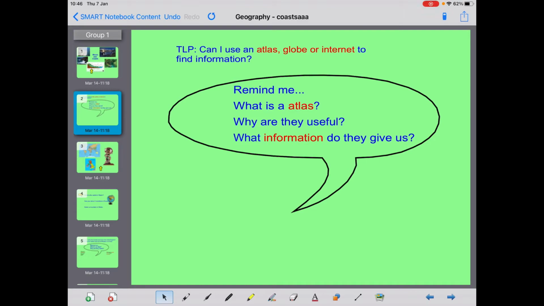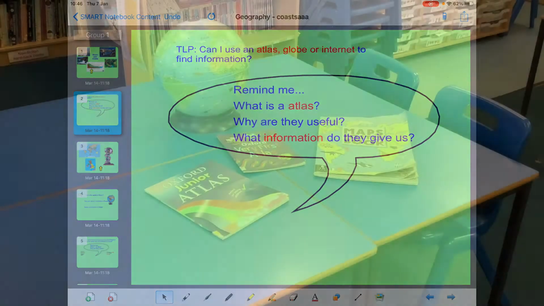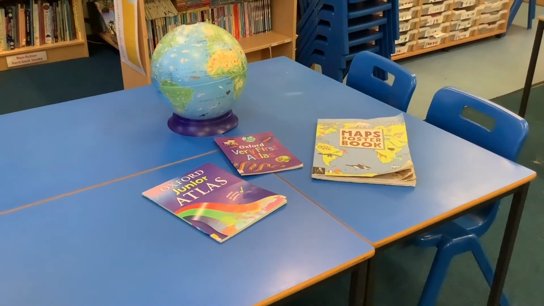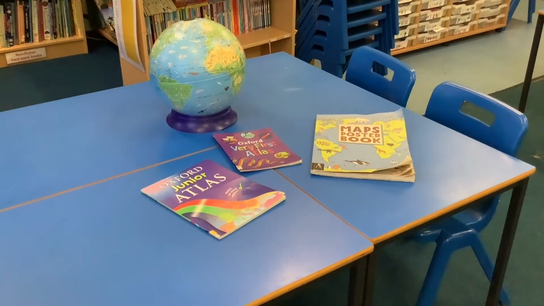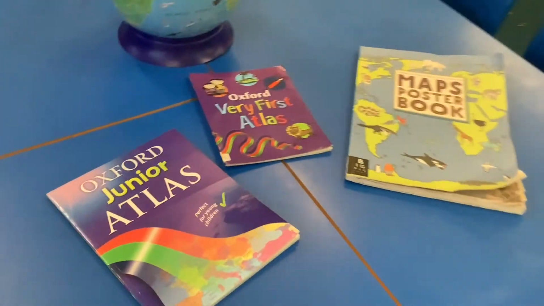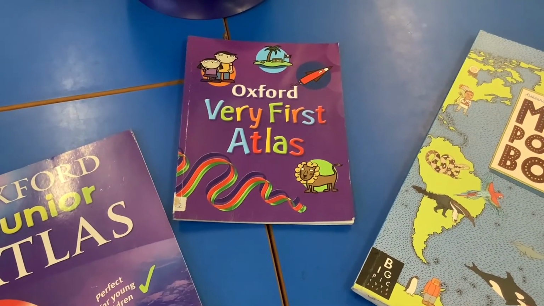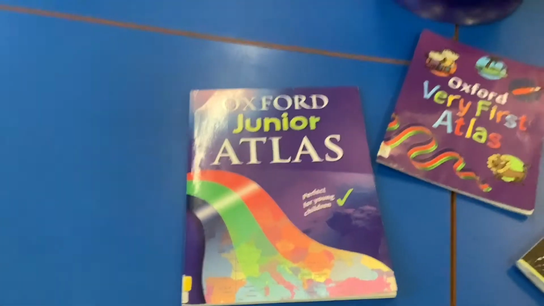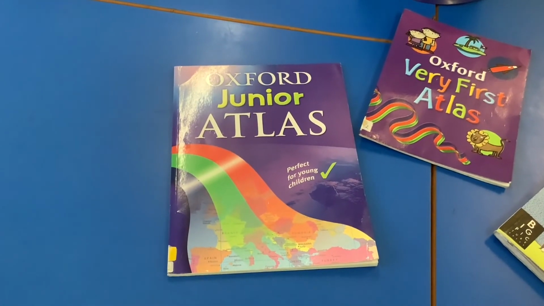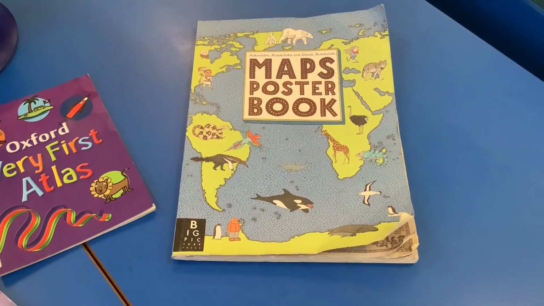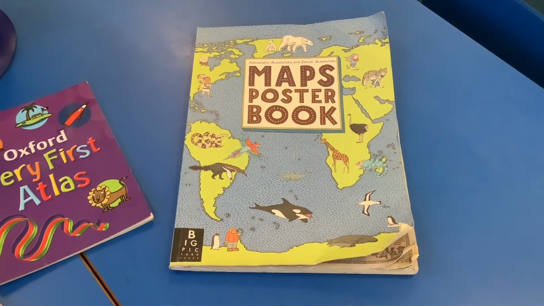Okay, let's take a look at some of the atlases we have in school. Looking around the school, these are some of the resources that I found that might be useful for me. So, these are some of our atlases. They range from the very easy, which the children downstairs in Key Stage 1 might use. This is the atlas we generally tend to use in Year 3. This you might have seen in our book corner. It's our maps poster book with lots of lovely maps from around the world.